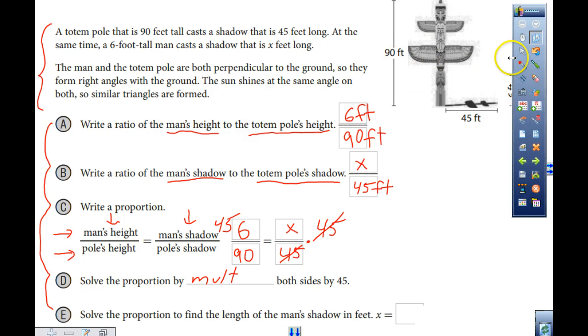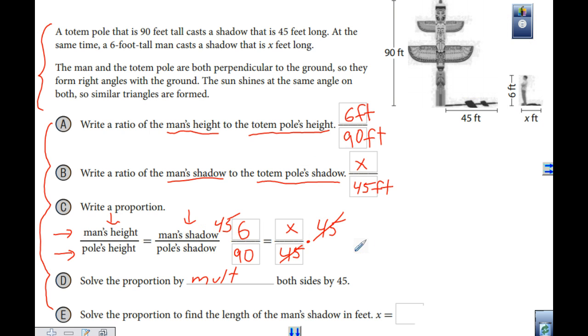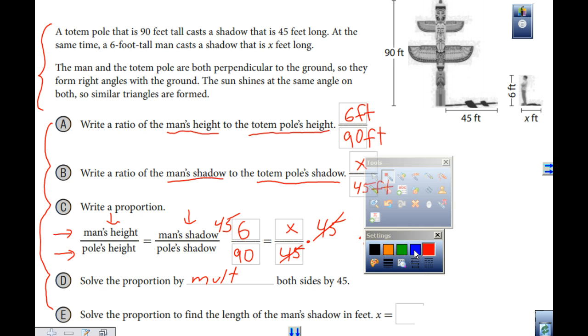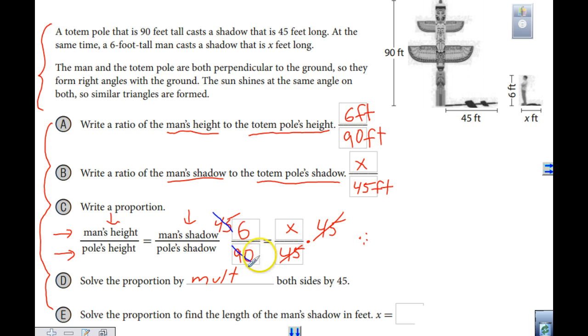If you have a calculator, you can punch this in, or you might be able to see 45 goes into 90 2 times. 6 divided by 2 is 3. So not every problem with a fraction requires a calculator. If you can see 45 goes into 90. When I see 45 and 90, I really think about 45 degree angles, two 45 degree angles, 90 degree angles.